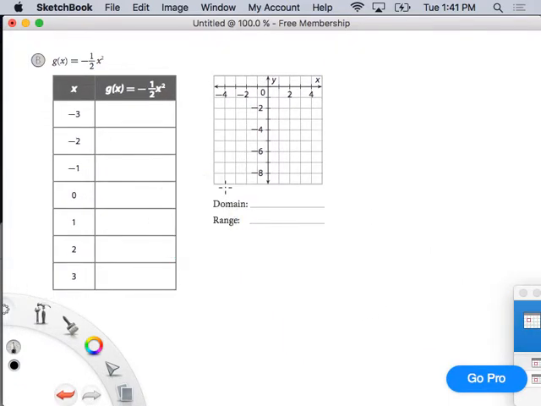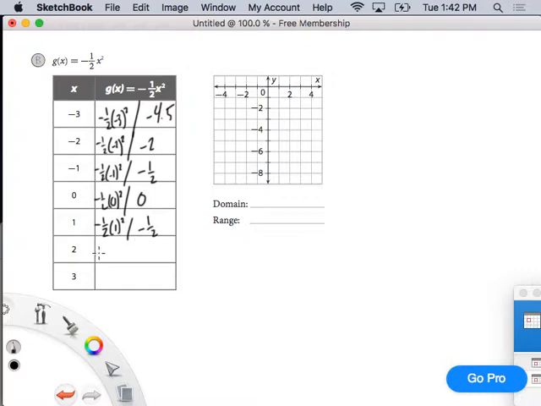Now, let's go through this quickly. Negative 1/2 of negative 3 squared. Negative 3 squared is 9. Negative 1/2 of that is negative 4.5. Negative 1/2 of negative 2 squared. Negative 2 squared is 4. Negative 1/2 of that is negative 2. Negative 1/2 of negative 1 squared. Negative 1 squared is 1, so that's negative 1/2. Negative 1/2 of 0 squared is clearly 0. Negative 1/2 of 1 squared is negative 1/2. Negative 1/2 of 2 squared. 2 squared is 4. Negative 1/2 of that is negative 2. Last one, negative 1/2 of 3 squared is 9.